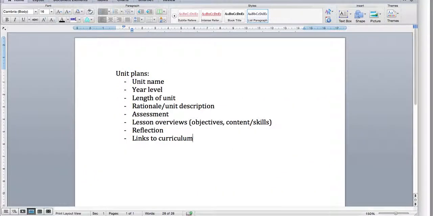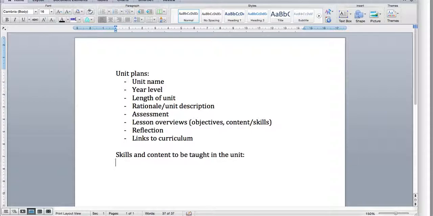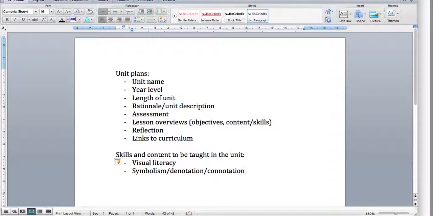Let's make a few notes here. So skills and content to be taught in the unit. Okay, so there'd obviously be a lot of visual literacy going on because we're looking at picture books. You might teach the idea of symbolism, denotation and connotation. Have a think about what else you think could be taught in the unit.